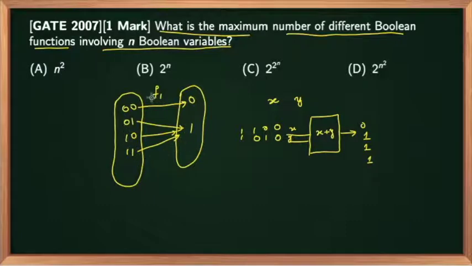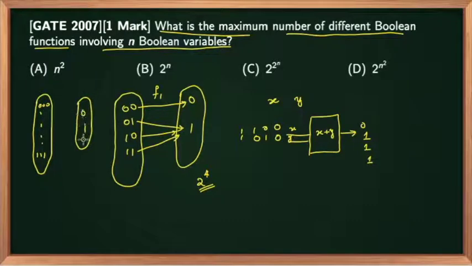So like this, how many functions are possible, right? We have two elements here, and we have four elements here, so we can have 2 raised to 4. Now if you have three Boolean variables, the left hand side will have all the combinations with three variables, so it will be 0, 0, 0 to 1, 1, 1, and the right side always you will have only 0 and 1. So if you have n variables, then on the left side you will have 2 raised to n elements, and the right side you will have 2 elements. So the total number of functions possible will be equal to 2 raised to 2 raised to n, right? So the answer should be C.